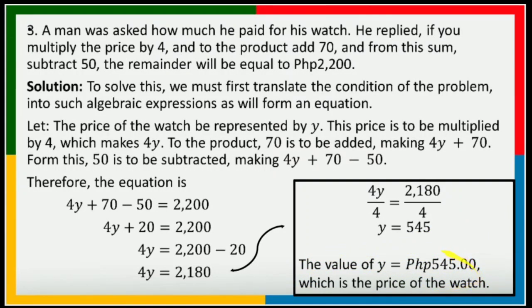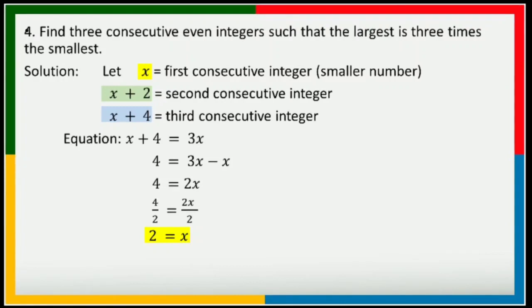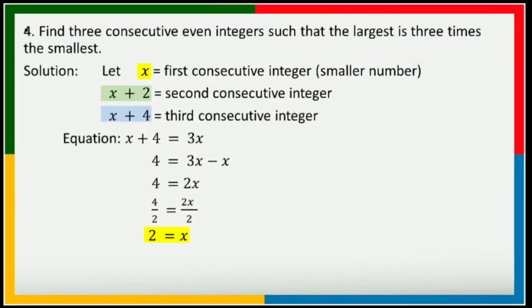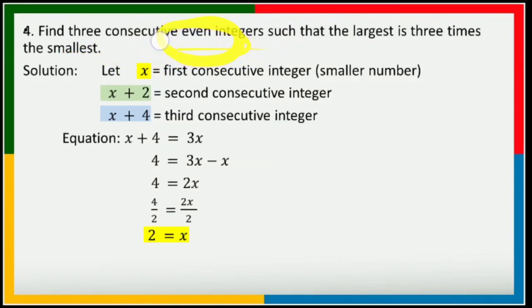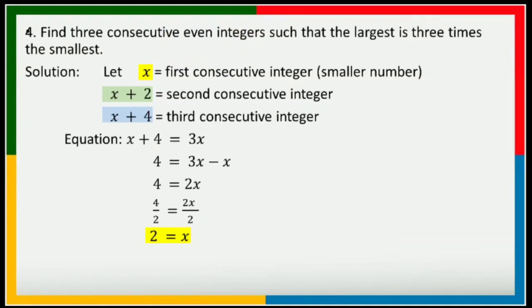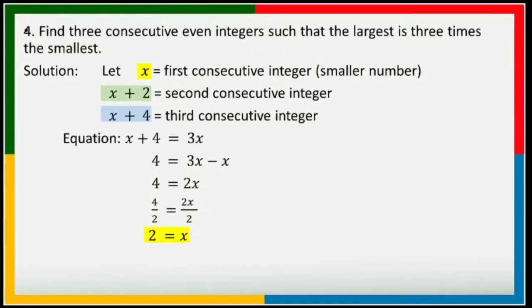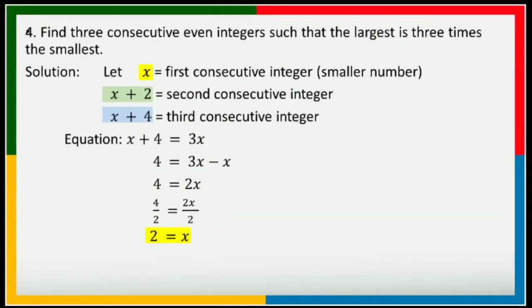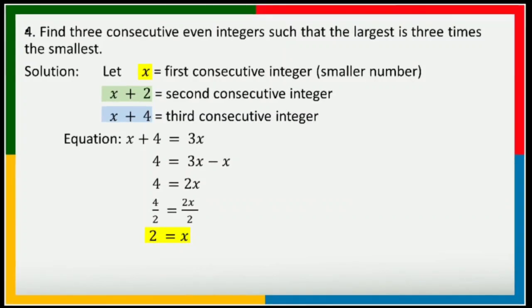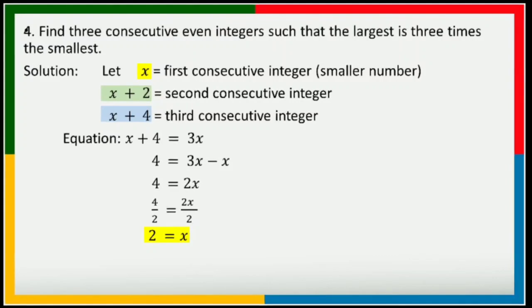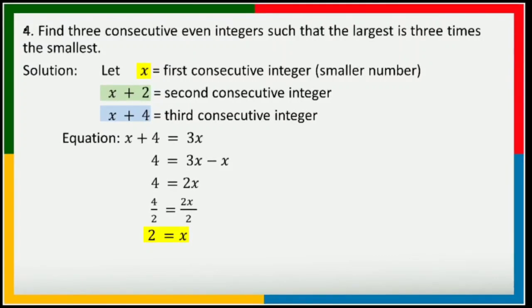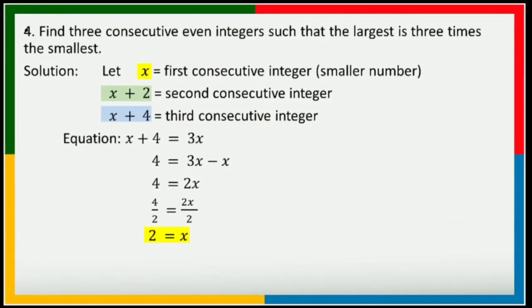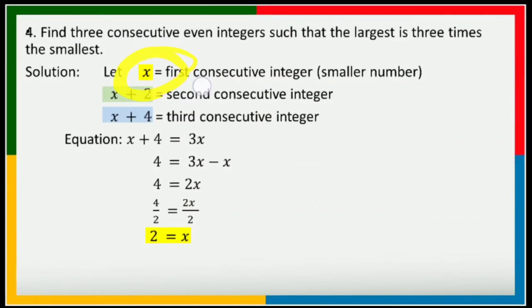Let's have another example. Find three consecutive even integers such that the largest is 3 times the smallest. So we are talking about three consecutive even integers, three successive even numbers like 2, 4, 6, 8, 10, 12, and the like. What have you noticed? If our first integer is 2, it is followed by 4. Then after that, 6.